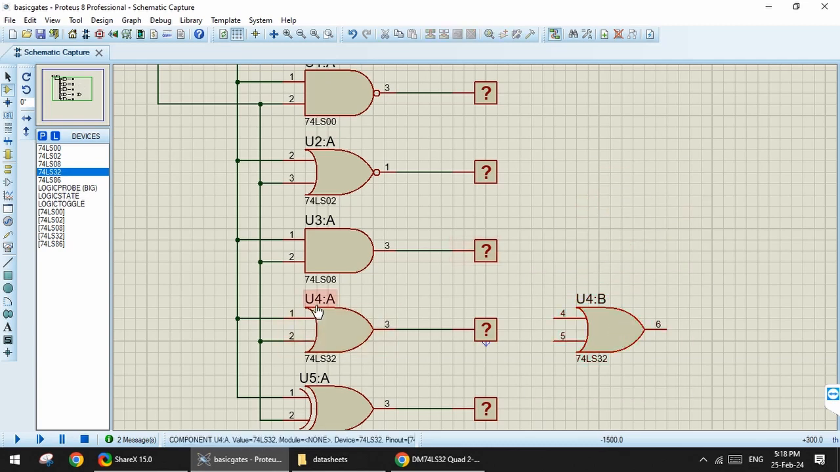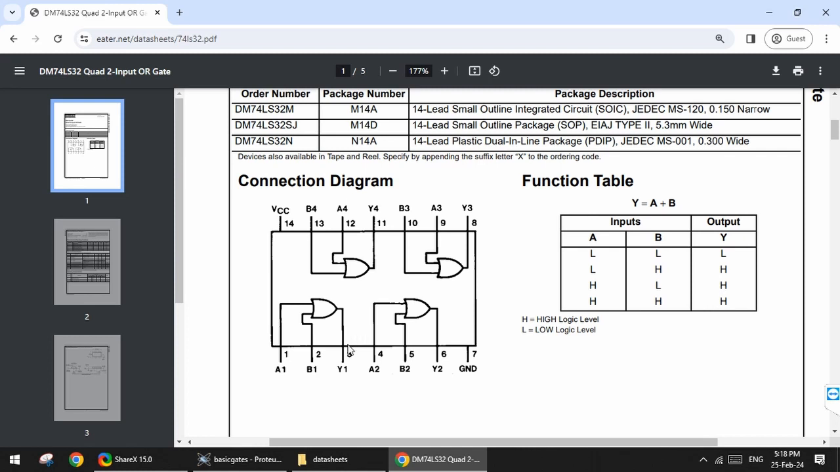So this is U4, the IC identifier in this schematic. This is U4A, U4B. Now you can relate these to the data sheet. Pin 1 and 2, so there are 4 OR gates. Pins 1 and 2 are the inputs of the first OR gate, and the output is at 3. Then we have inputs at 4 and 5, and the output is at 6.